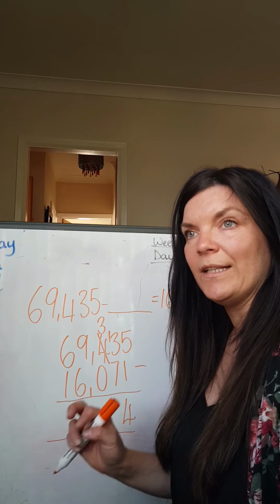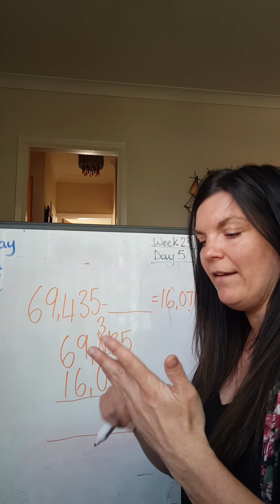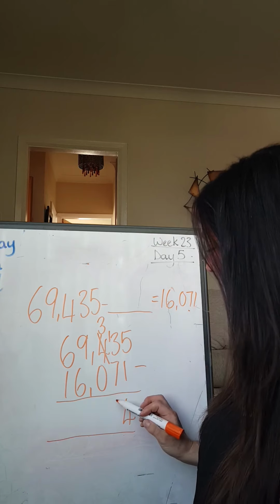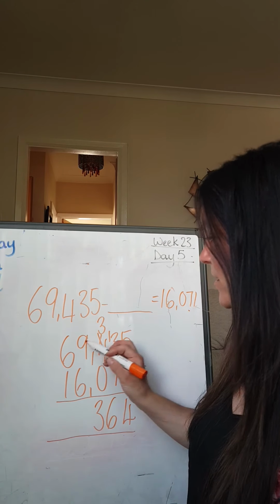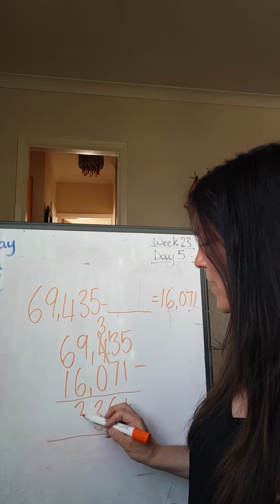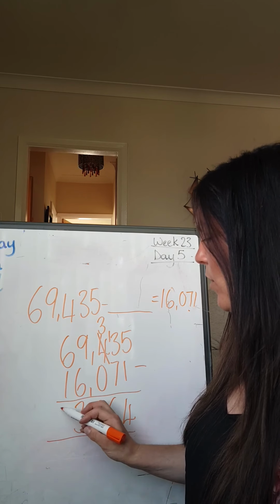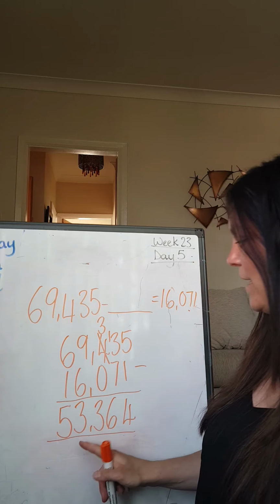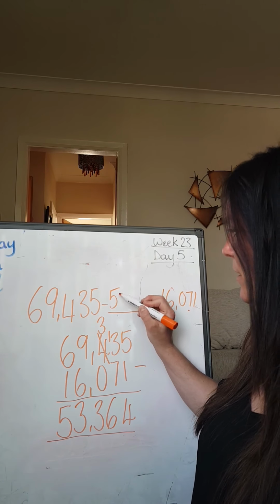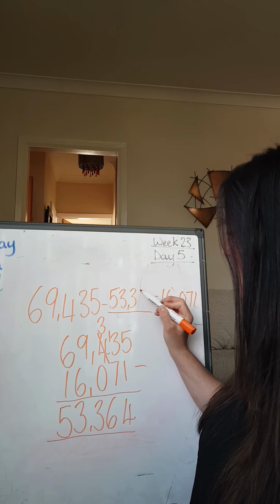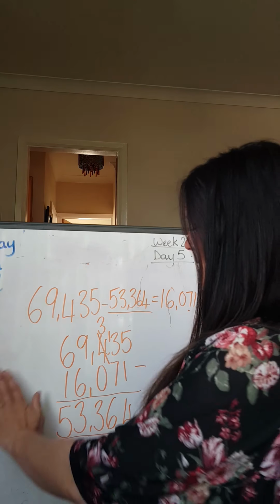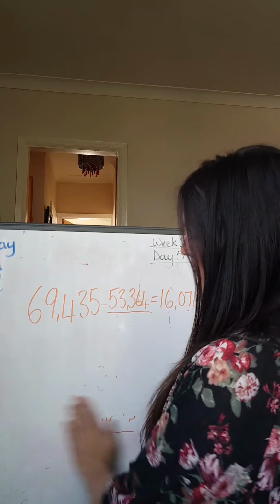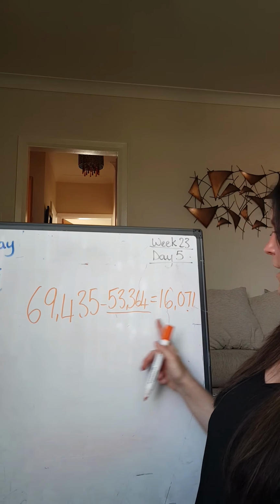13 take away 7. Let's work out the difference. 8, 9, 10, 11, 12, 13. 6. 3 take away 0 is 3. 6 take away 9, there's more on top, is 3. 6 take away 1, again, more on top. The answer is 53,364. So if you do that calculation now, if you are going to check, that should work out.